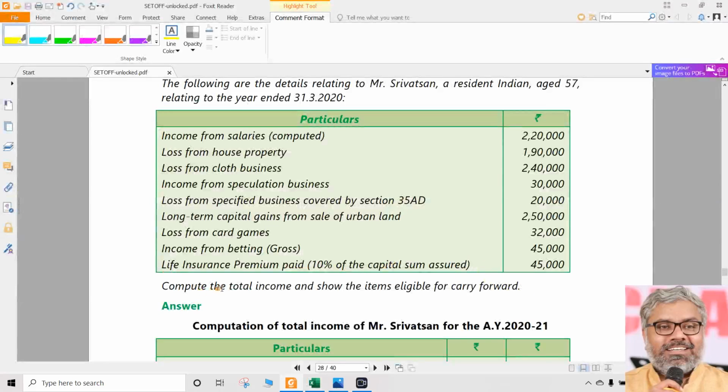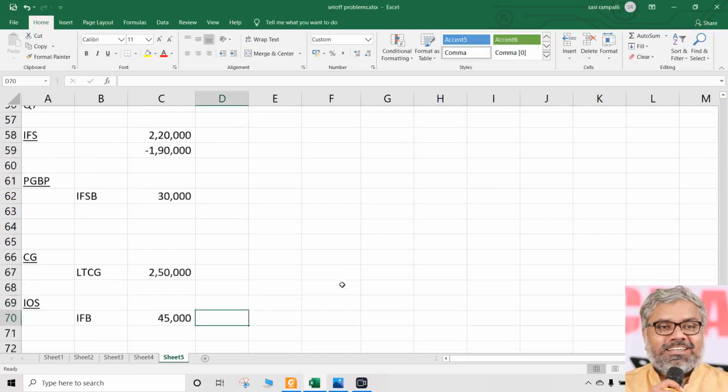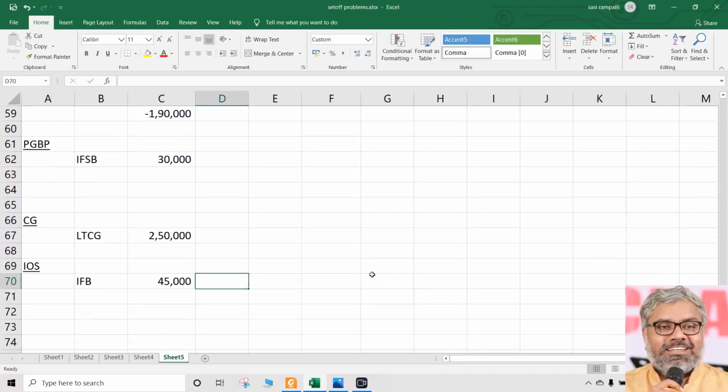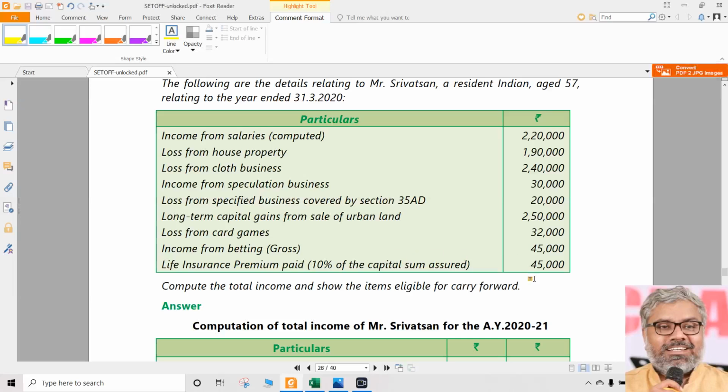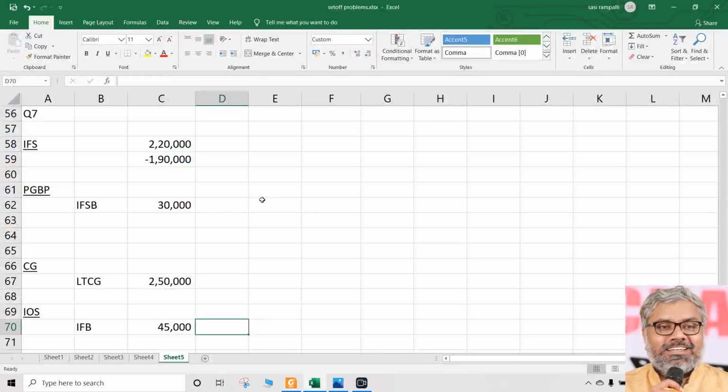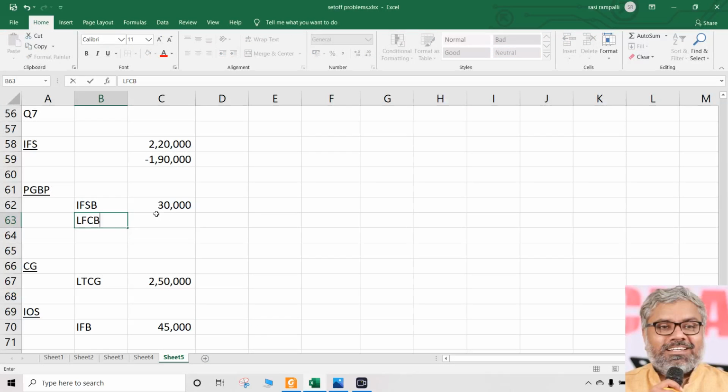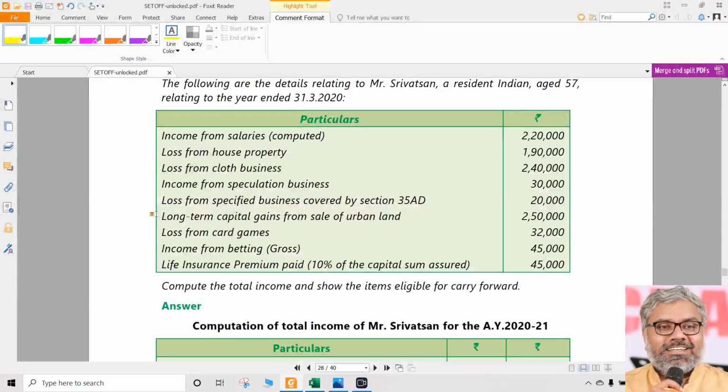First of all, compute the total income he is asking. For computing total income, we need to first compute gross total income, then give deductions. Deductions will come later. First, let us compute gross total income. Now go back to the question and take the negatives one by one. Income from salary is positive, taken already. Loss from house property already taken. Loss from cloth business is 2,40,000.